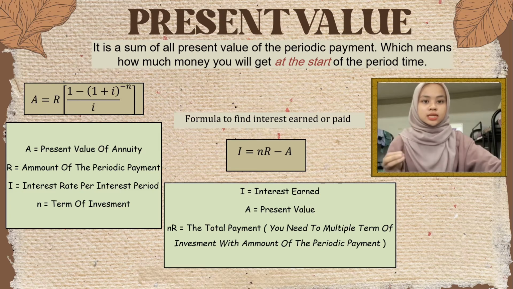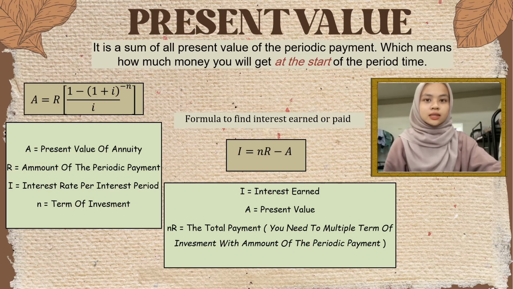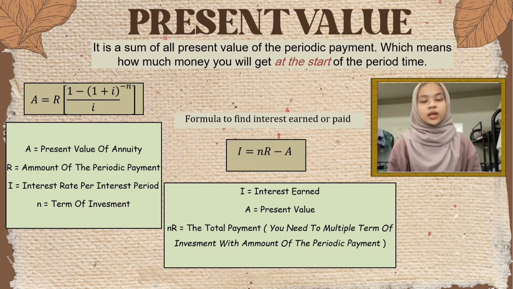Present value is the sum of all present values of the periodic payments, which means how much money you will get at the start of the period. The formula for present value is A = R[(1 − (1 + i)^(−n)) / i], where A is the present value, R is the amount of the periodic payment, i is the interest rate per interest period, and n is the term of investment. If you want to find the interest earned or charged, you can use the formula I = nR − A, the same as for the future value.